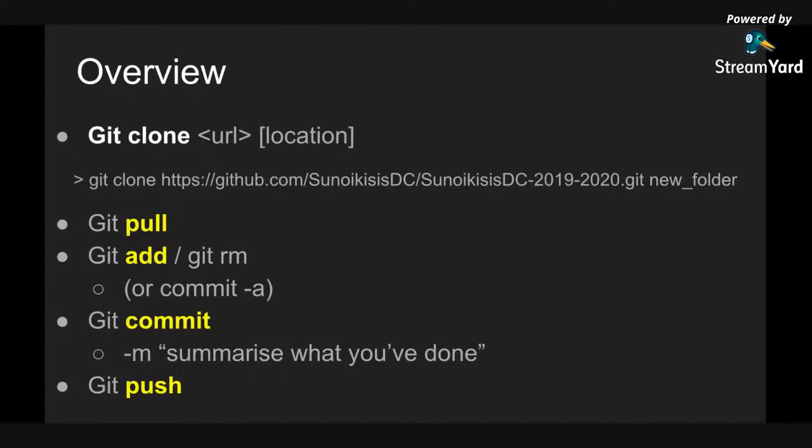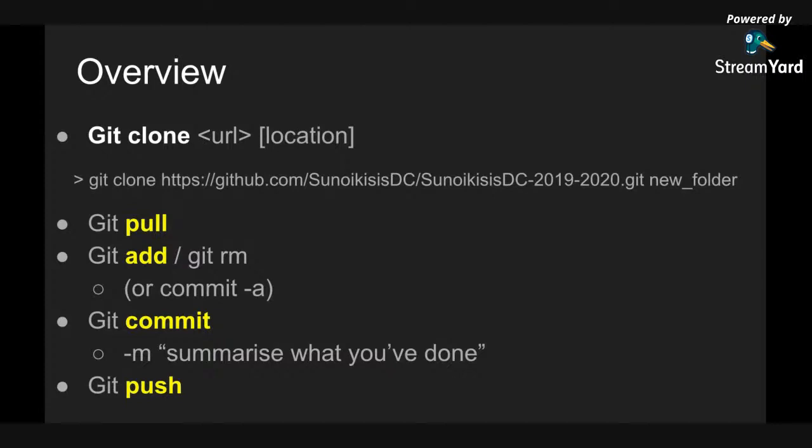If you wanted to get the Sunoikisis repository that we're using for this year's training courses, you can use the address given here, github/Sunoikisis/Sunoikisis2019-20.git, and then after that you put the title of the folder you want to clone it into, whatever new folder you might want to create there. Even if you don't have the rights and the privileges to commit to this Git repository, you will still be able to clone it and use its contents and work on its contents locally.